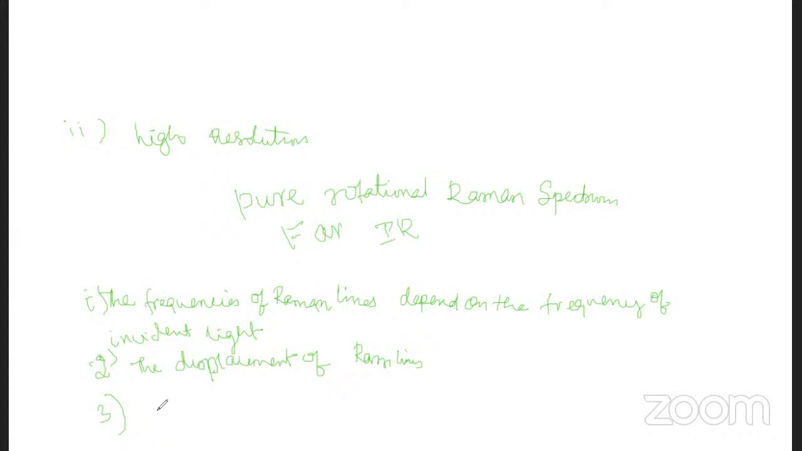The greater frequency lines we have called anti-Stokes. So these anti-Stokes lines, while the lines of smaller frequencies are called Stokes lines. So anti-Stokes lines, you are going to get the higher or greater frequencies.